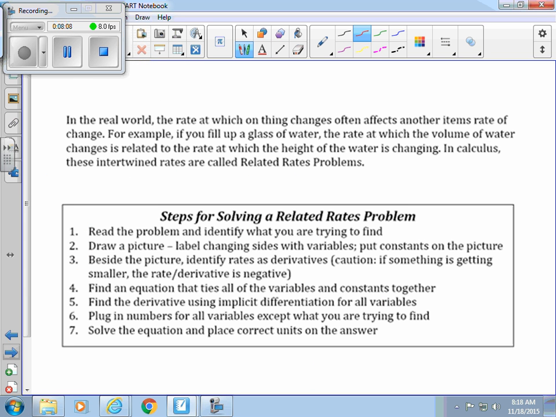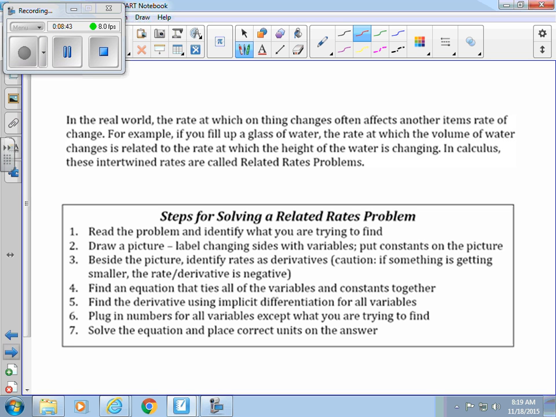You do not have to write these steps down at the top of your homework, but I do want to go through them. So in the real world, things changing often affects how another item's rate of change works. For example, if you fill up a glass of water, the rate at which the volume changes affects the rate at which the height changes, and vice versa. Those are related. In calculus, these intertwined rates are called related rates.